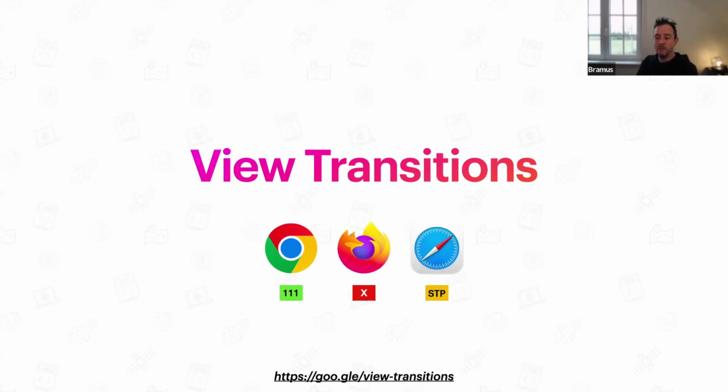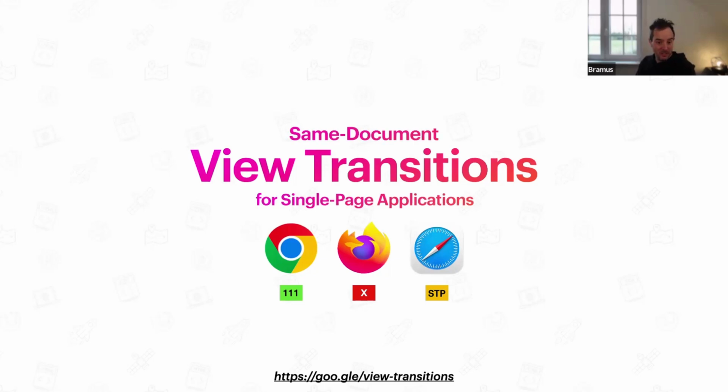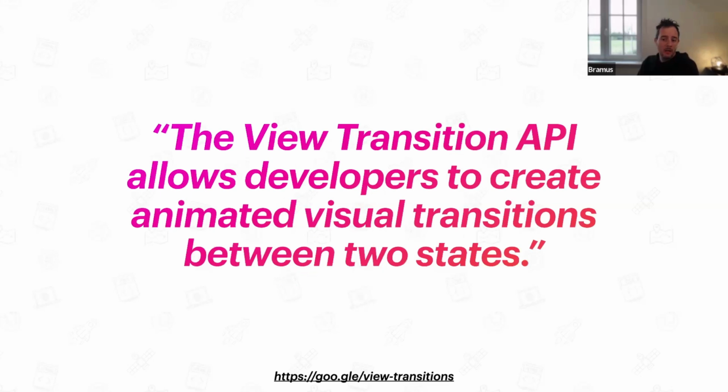Now, to be clear, how Maxi built his demo: he built it using same-document view transitions for single page applications. It's one and the same document that is getting updated, so it's not a cross-document navigation, which is something that we are working on in Chrome and hope to ship soon. But this here was built using same-document view transitions. So the app that you see there is an SPA, not an MPA. And what the View Transition API does is allow you to create animated visual transitions, such as the one that we have seen, between two states.